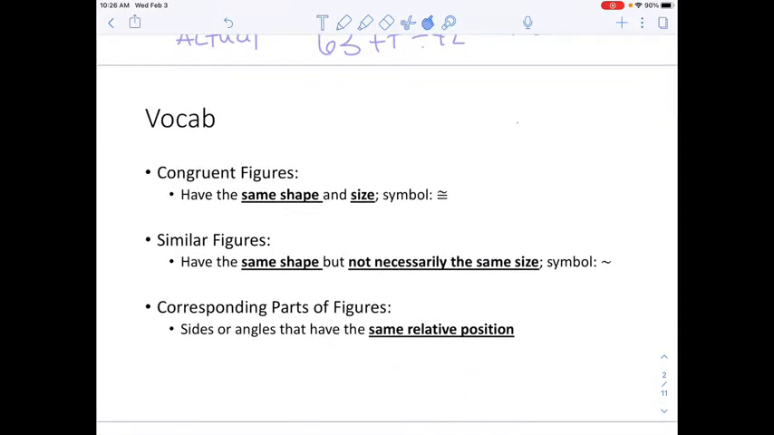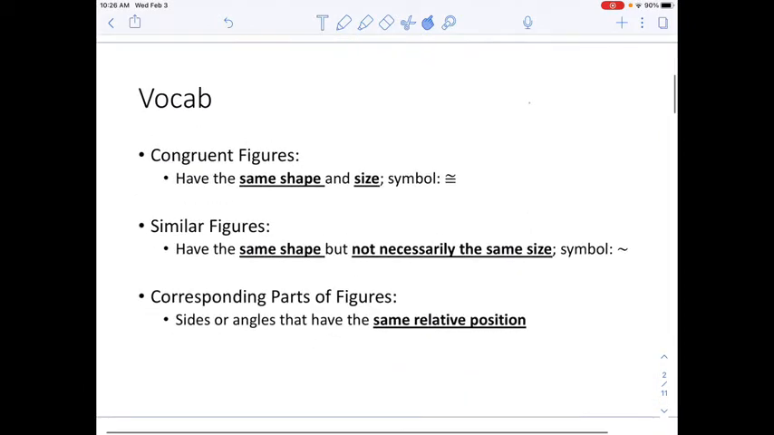So some really important vocab that you're going to want to get down for this lesson. Congruent figures. So when we see congruent, we know that they have the same shape and the same size. So the symbol looks like this. It's an equal sign with that little whoop on top of it. Okay, so congruent, same shape, same size. Similar figures have the exact same shape, but not necessarily the same size. Okay, the symbol for that one is just the little whoop.